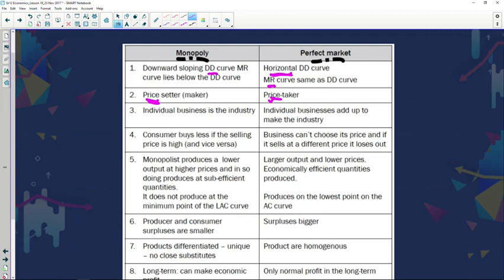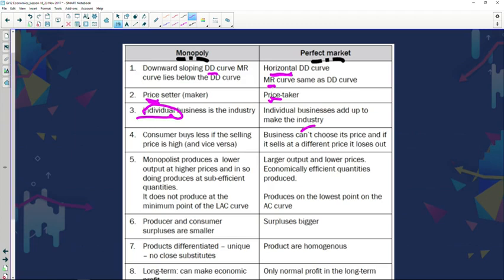In terms of the number of businesses offering that particular service, we know that in a monopoly you've got an individual business, which is the industry, because they are the sole provider of that particular good or service. Here you have individual businesses and they add up to make the industry itself. So you're not dealing with just one individual business as you are with a monopoly.